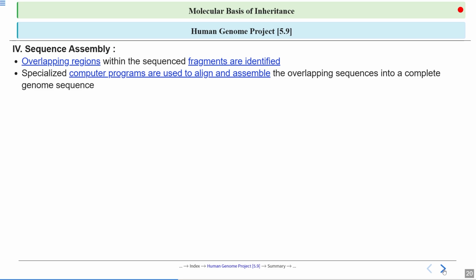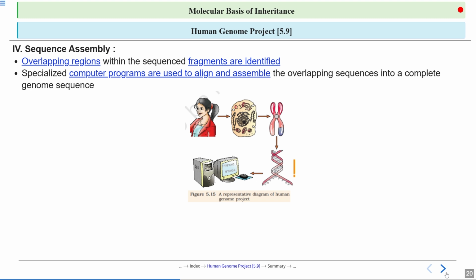genome sequence. So what will happen after, when they have identified this overlapping regions within the sequence fragments, these specialized computer programs are used to align and assemble the overlapping sequence into a complete genome sequence. So this is what we call genome assembly, and this figure I have explained to you.